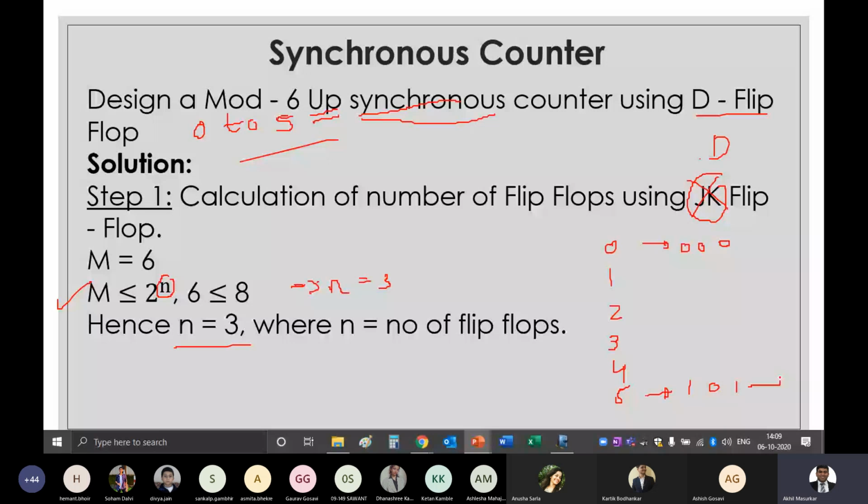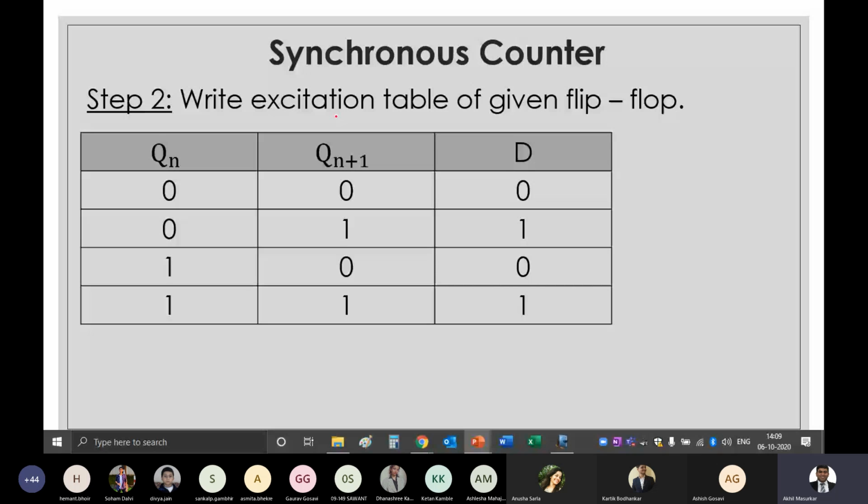So let's go ahead. Please write down the excitation table of the D flip-flop in terms of Qn and Qn plus 1, exactly similar to what we had done before in the previous sum.